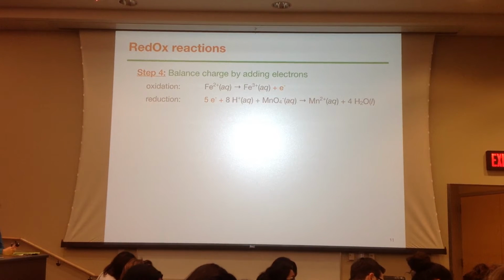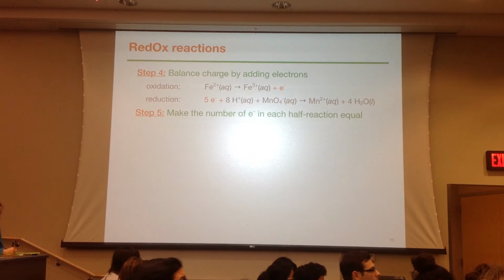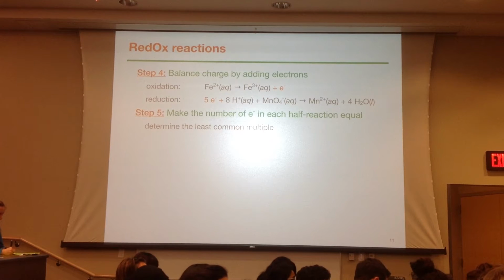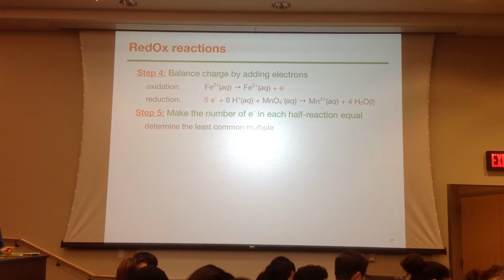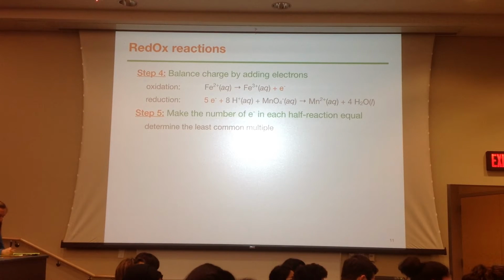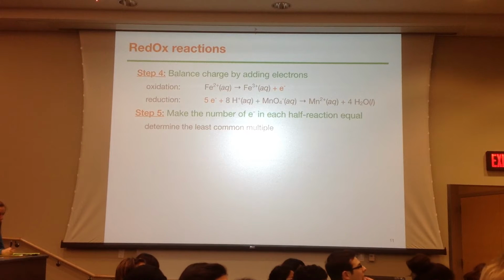Now I need to balance both reactions with respect to one another. We make the number of electrons the same in each half reaction by finding the least common multiple of electrons. What's the least common multiple of 1 and 5? 5. So I need 5 electrons on both sides of both half reactions. Actually, let me back up. I need 5 electrons to be produced in the oxidation half reaction, and I need 5 electrons to be consumed in the reduction half reaction.